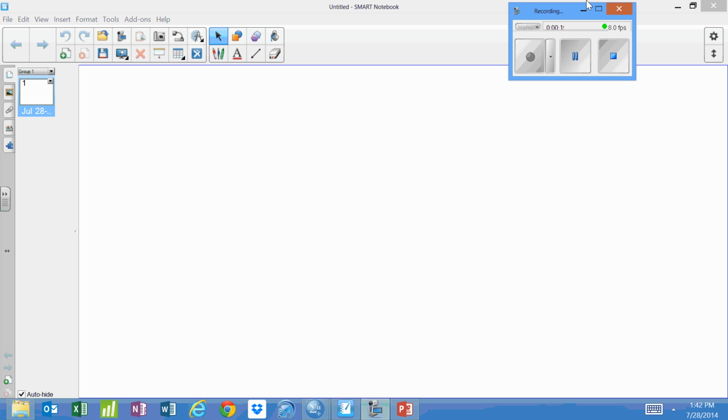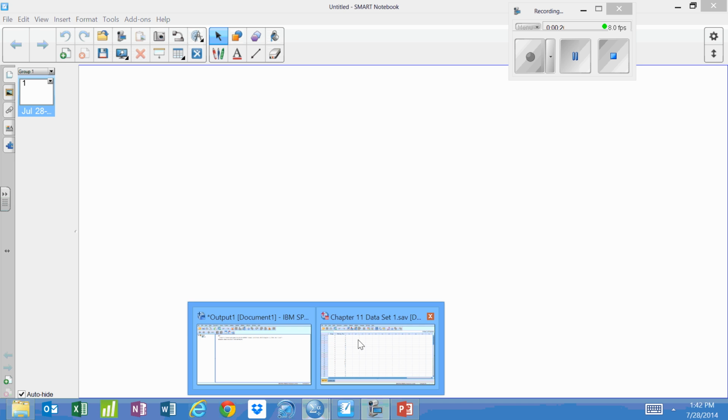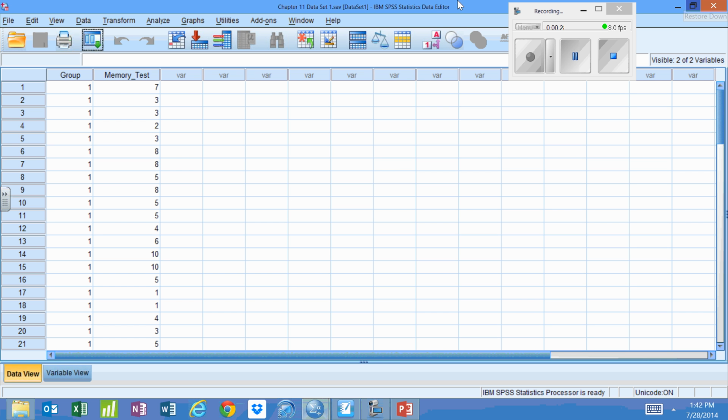So I'm going to use a data set, and basically what that data set is, it's looking at two different groups. And let me open it up here for you real quick. It's looking at two different groups. Group 1 was taught using just visuals, and it was a memory test for Alzheimer's patients. So group 1 used just visuals. Group 2 was taught using visuals and an intense verbal rehearsal.